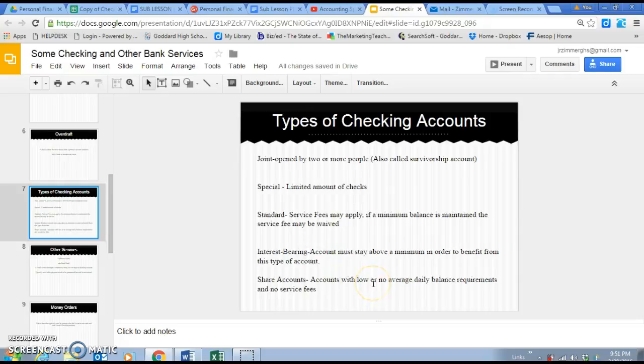These are typically found at a credit union, the share accounts. The interest-bearing may be found at your common banks. They usually don't offer much interest, though. All right, let's keep going.